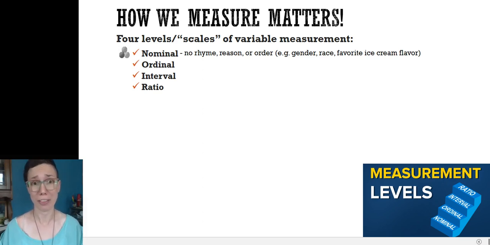You can't do the same dictionary thing with those. So nominal level data is data that has no rhyme, no reason, no order. So if we're collecting information on variables and constructs like gender, race, favorite ice cream flavor, those are things we can't put in any kind of organized order. And we'll come back to why that matters.